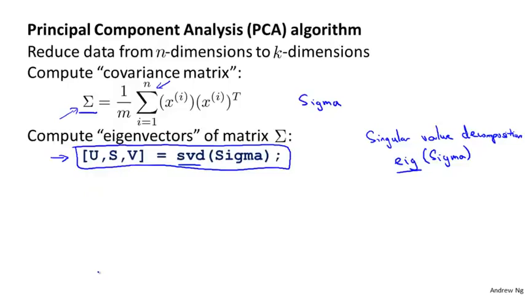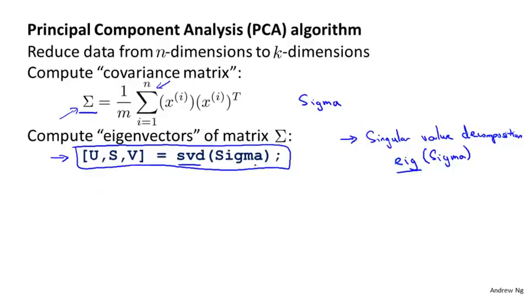And if you're implementing this in a different language than Octave or MATLAB, what you should do is find a numerical linear algebra library that can compute the SVD, or singular value decomposition. There are many such libraries, for probably all the major programming languages, and you should be able to use that to find a routine to compute the matrices U, S, and V given the covariance matrix sigma.